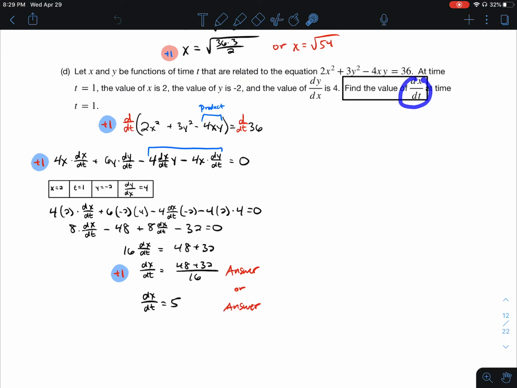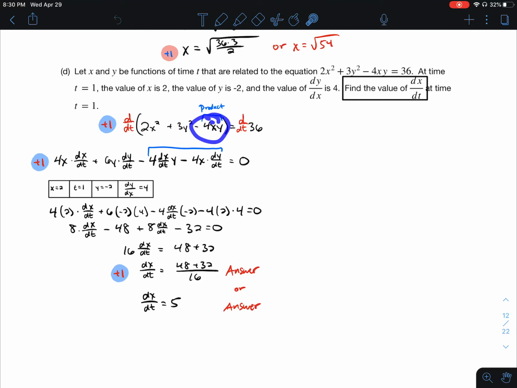To find the derivative of x with respect to t, we got to take this equation and take its derivative with respect to t. So here's the equation written. Take the derivative of the left and right side with respect to t, so I got to do it to each term. Derivative of 2x squared is 4x. It's the wrong variable. Put little sprinkles on it. Dx over dt. The derivative of 3y squared is 6y. It's the wrong variable, so we got dy over dt.